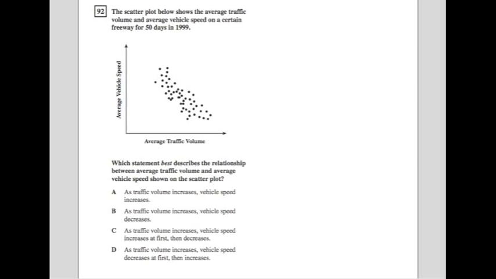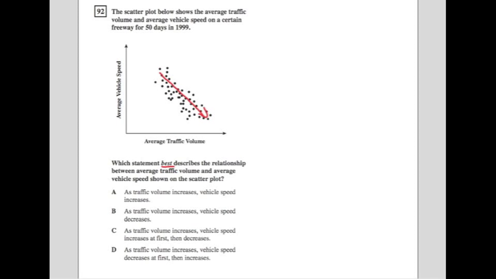And as you can see, it does show a trend. If we can follow the scatter plot, it looks like it's going downward. From left to right, it's going downward, so it has a negative slope. So that means whatever's on the y-axis is going down as x is increasing. So the question says, which statement best, important word there, describes the relationship between the average traffic volume and average vehicle speed shown in the scatter plot?